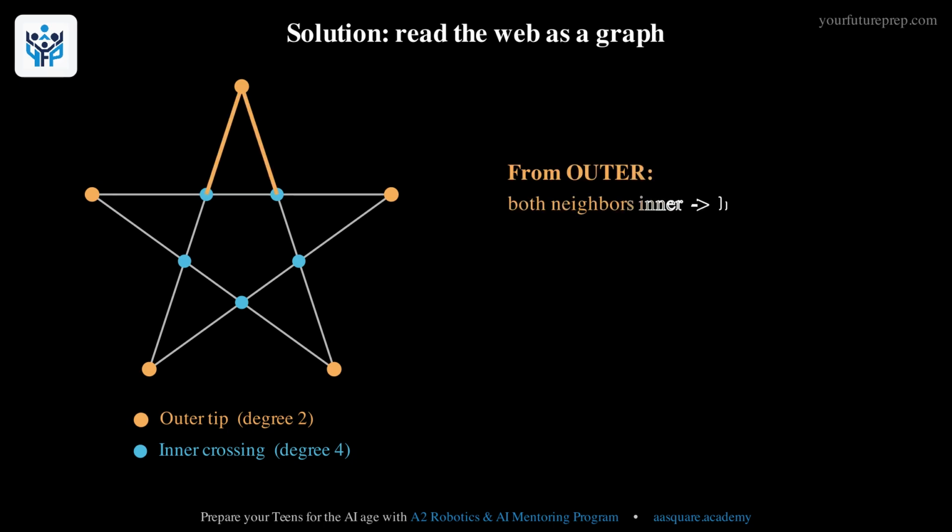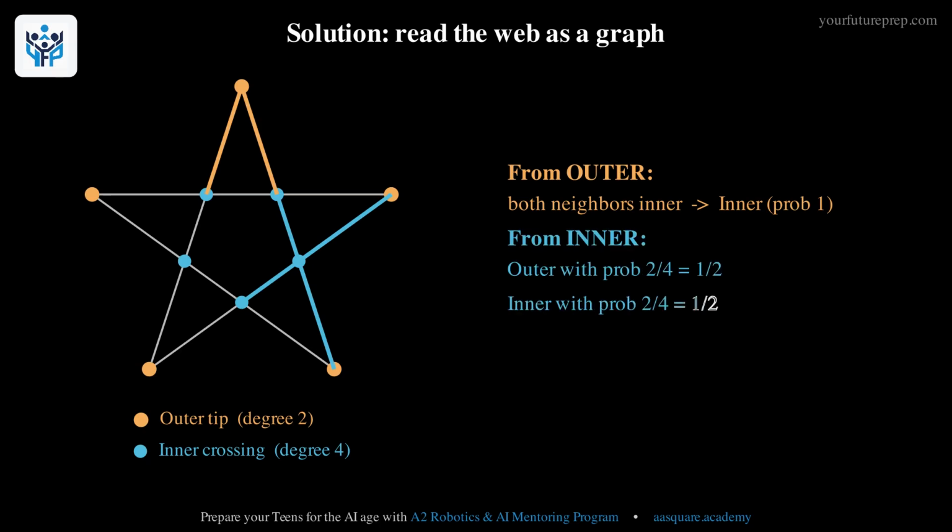This gives simple rules. From an outer point, both neighbors are inner, so she always moves to an inner point. From an inner point, 2 of the 4 neighbors are outer, so she moves to an outer point with probability 1/2, and to another inner point with probability 1/2.